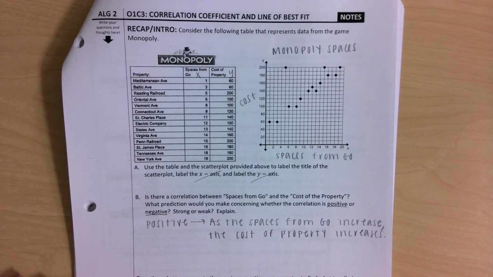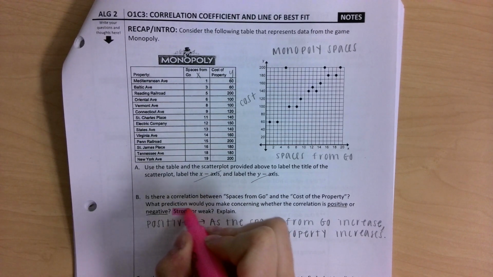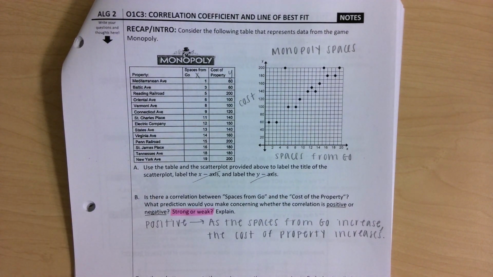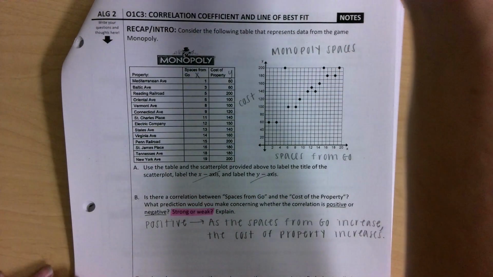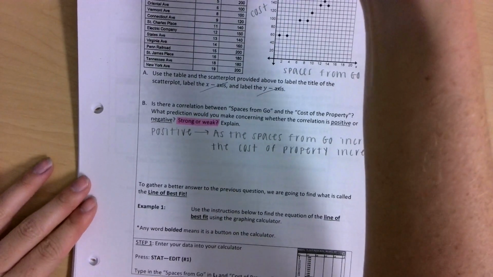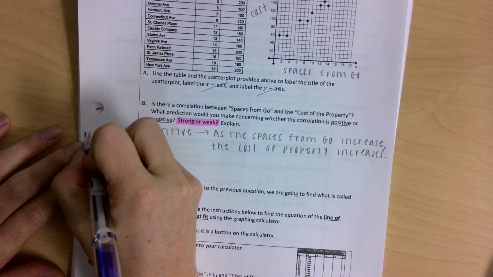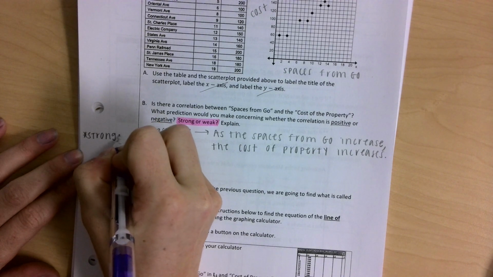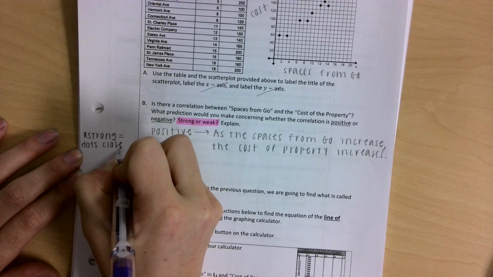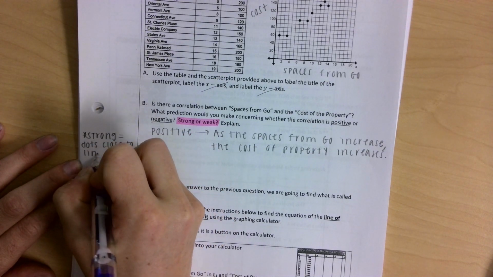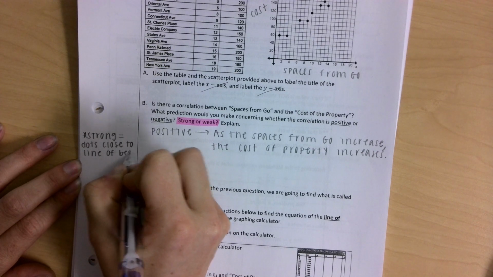In this section, we are going to look at a new idea, which is looking at the strength. So when we're talking about strength, we're going to look at whether these things are strong or weak. If a scatter plot is strong, it means that the dots are very close together. They're going to be very close to that line of best fit. So I'm going to add a little note here. Strong means dots close to line of best fit.